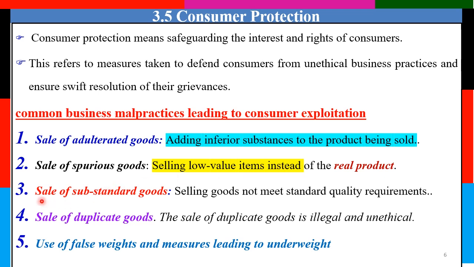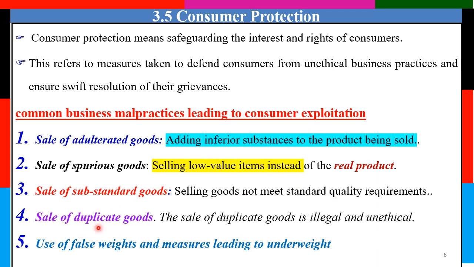The third malpractice or misconduct practiced by business is sale of substandard goods. It means selling goods that do not meet the standard quality requirement. Selling a product that has a low quality or is below the standard set by some regulatory body. So this is another misconduct practiced by business, which may affect the customers.